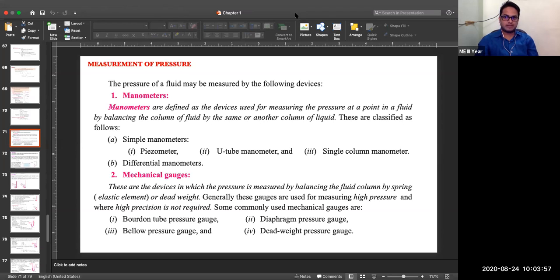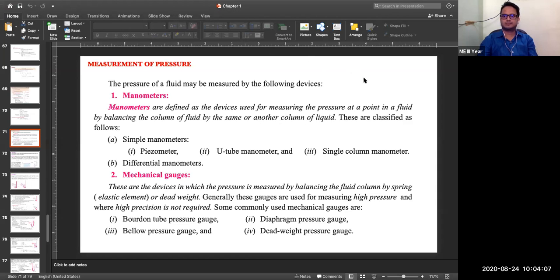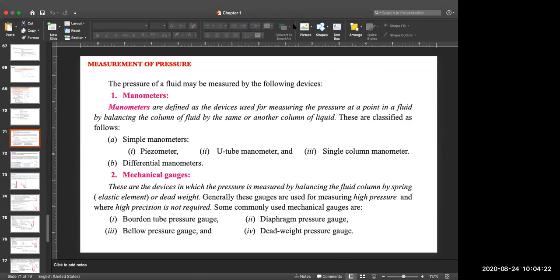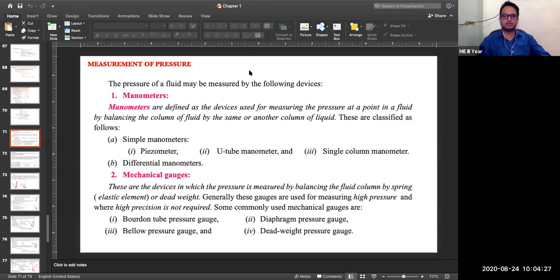Based on that expression, we have solved few numericals also in the last class. Anyone from the class? Very simple expression it was. Tell me the answer. P equal to rho into g into z. So this is the very basic law that will be very useful.